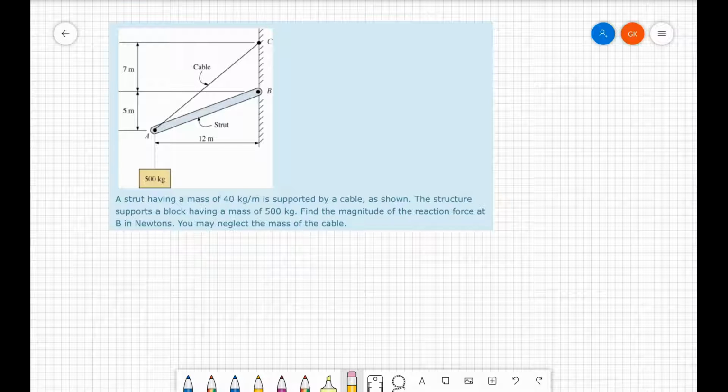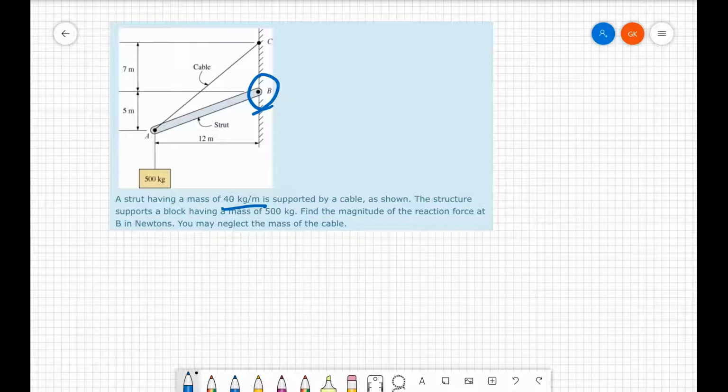So what it says is a strut having a mass of 40 kilograms per meter. Okay, that's not a weight there, that's a mass. It's supported by a cable, as shown. The structure supports a block having a mass of 500 kilograms. Find the magnitude of the reaction force at B, right here, in newtons. I mean, you like to bias the cable. Cable, no mass. Strut, mass.